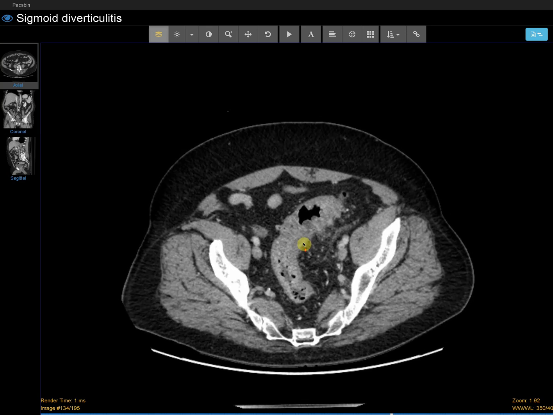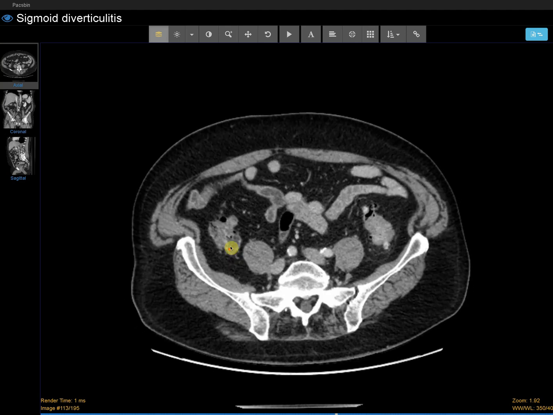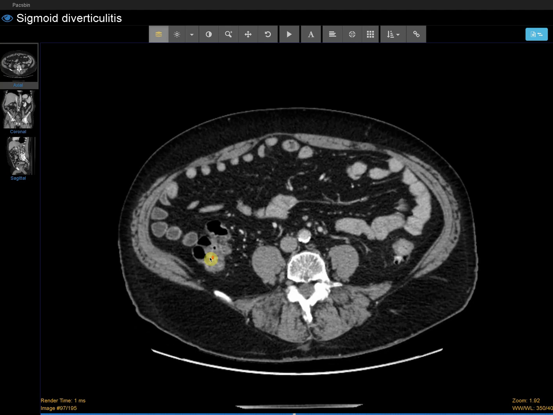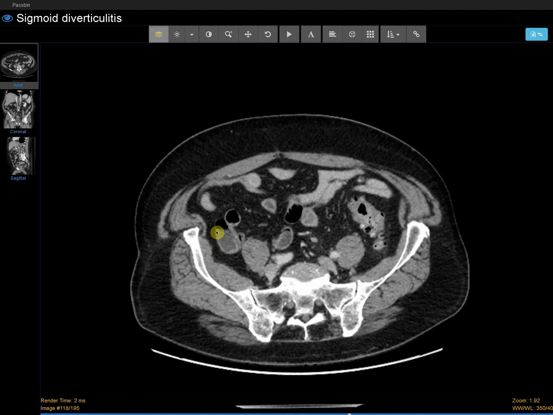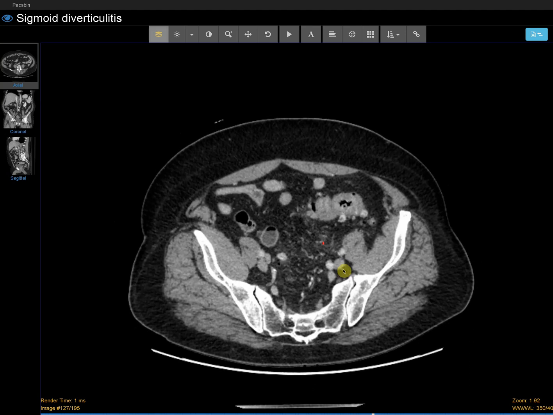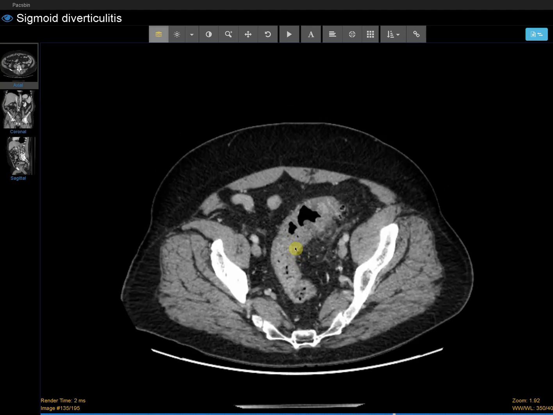To convince you guys that the wall is thickened, this wall goes from somewhere around here to here. Let's look at our ascending colon around here. This is pretty decompressed up here, so the wall may look thick, but right around here, this is how thick a bowel wall should usually be. And see how thick it is right here.